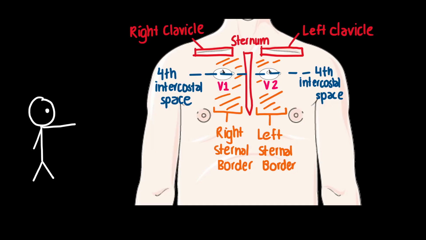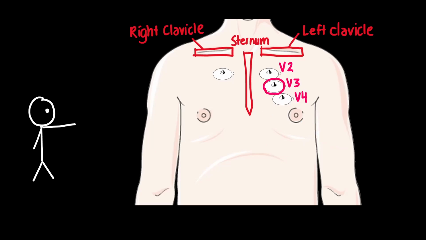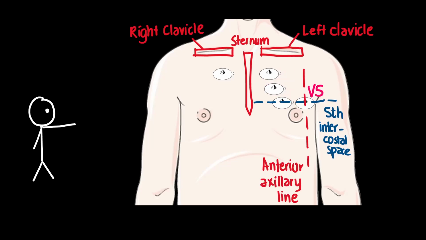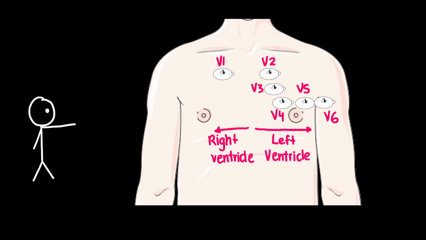And from there, the leads sweep across. V4 drops to the 5th intercostal space, mid-clavicular line. And V3 sits between V2 and V4. V5 stays at the same level, but in the anterior axillary line. And finally, V6 moves further left in the mid-axillary line and in the same horizontal level, closest to the left ventricle. V1 to V6, a sweep from right to left, from the right ventricle to the left ventricle.